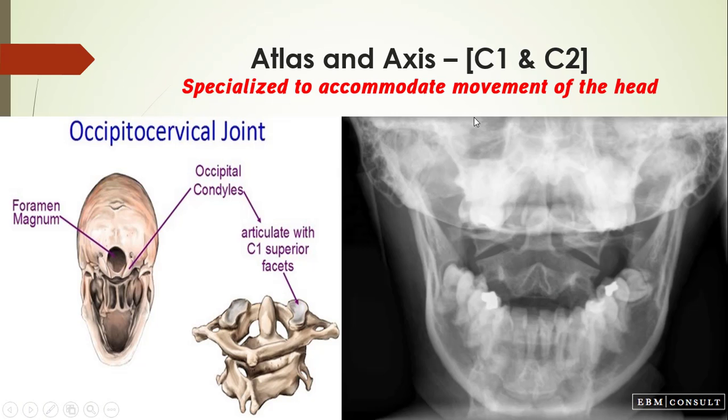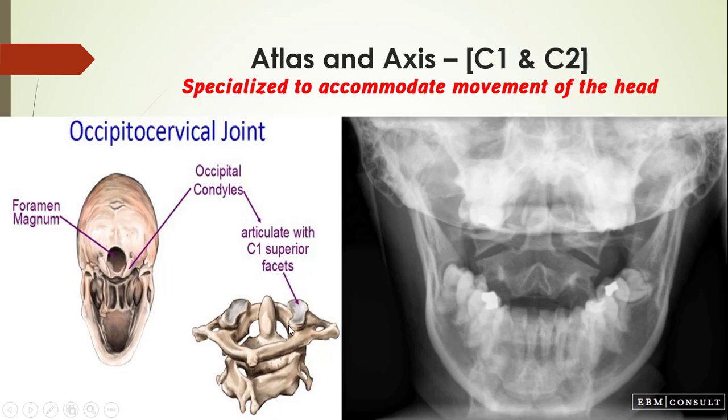Let's talk about the atlas and axis, C1 and C2 respectively, C1 being the atlas and C2 being the axis. They are specialized cervical vertebrae that function to accommodate movement of the head. Let's see this X-ray with an open mouth. Here is the atlas. Here is the lateral mass of the atlas. Here is the dens of the axis, and here is the axis. This line represents the inferior articular surface of the atlas. This line represents the superior articular surface of the axis.